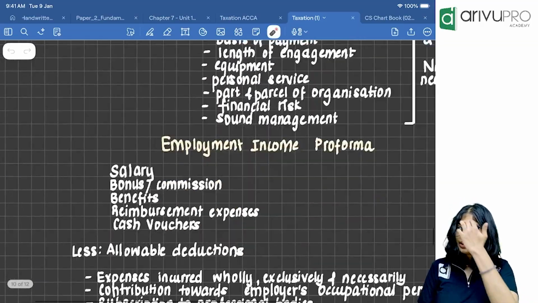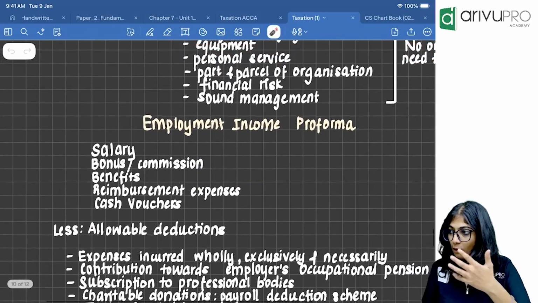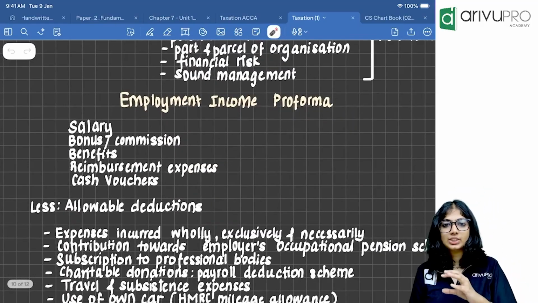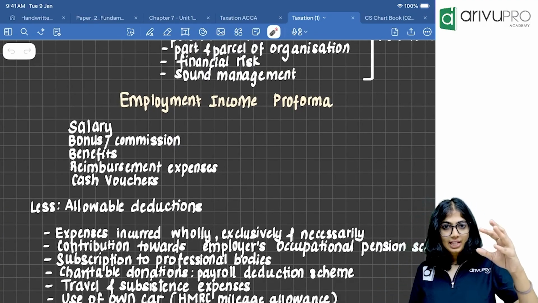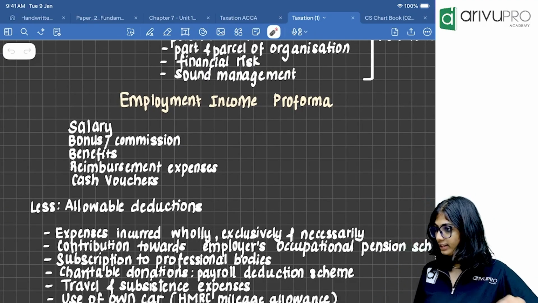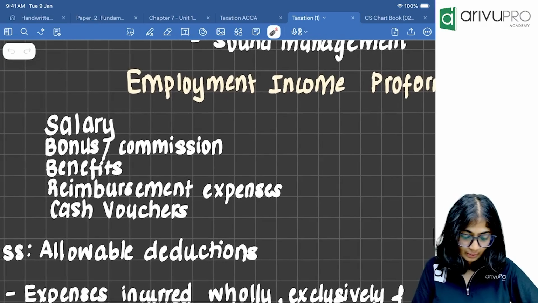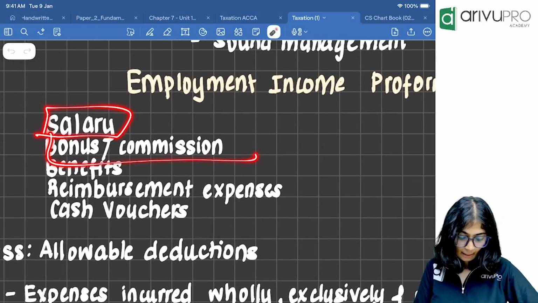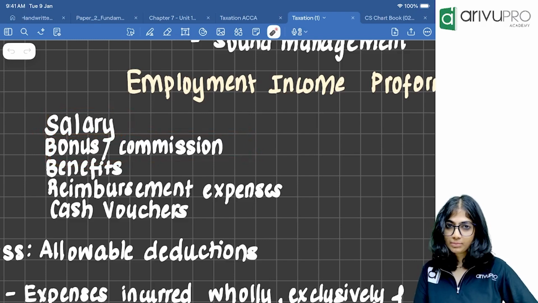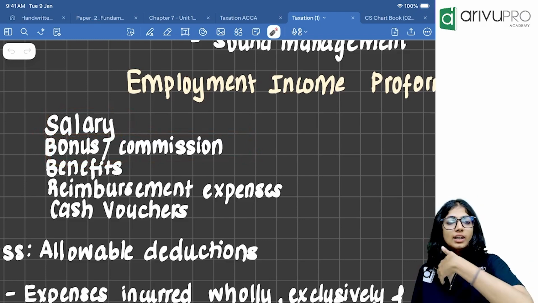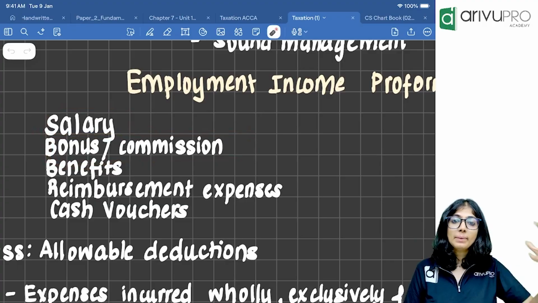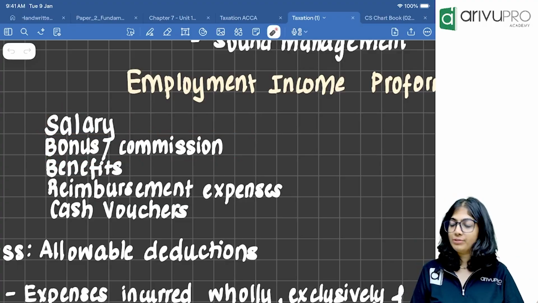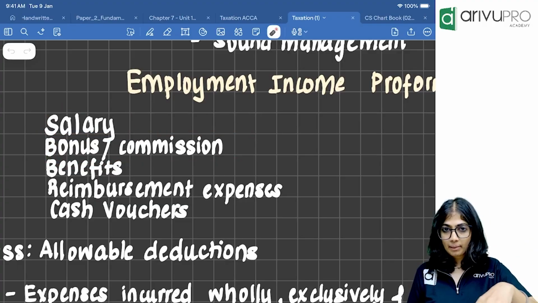Now, when we're learning about how to calculate employment income, there are multiple sections in this. It's a very huge chapter, and there are multiple sections that you have to take care of. The first one being salary, bonus or commission. For example, you're doing really well, you get a bonus for that year, or the company is doing really well, you get a share of the profits. All of those come under bonuses.